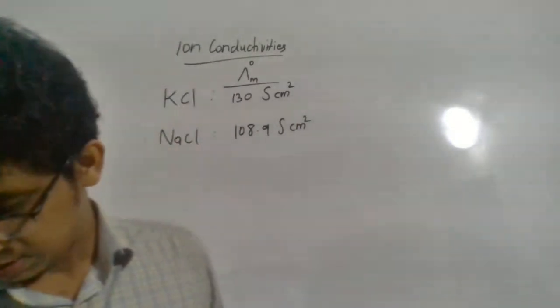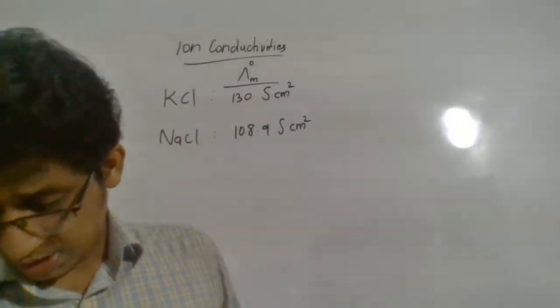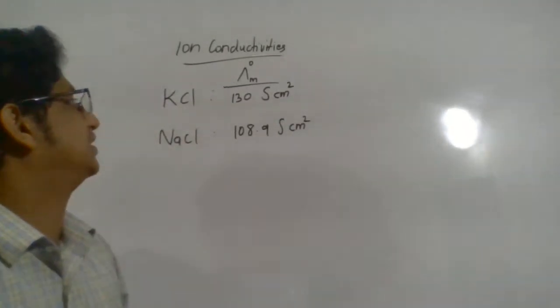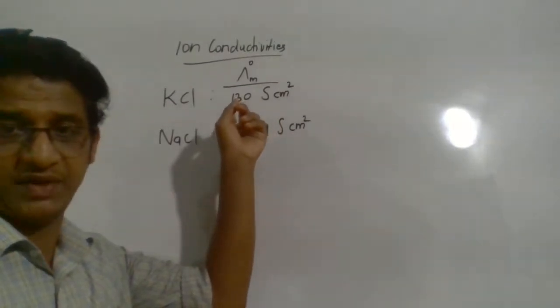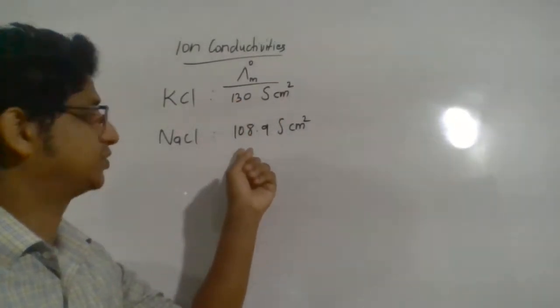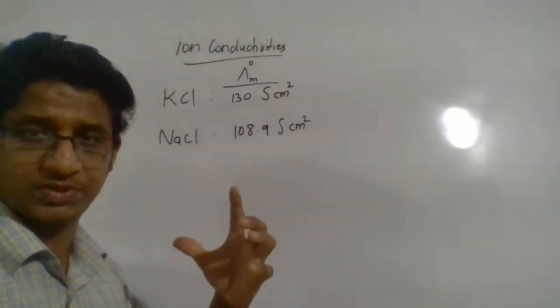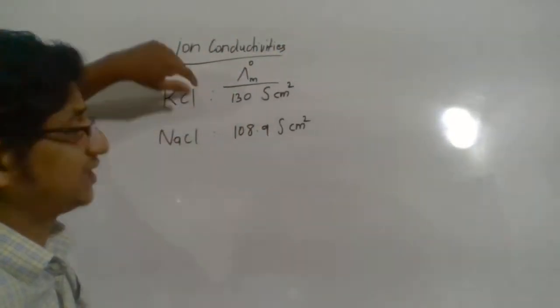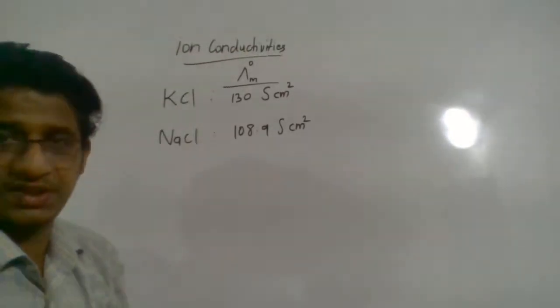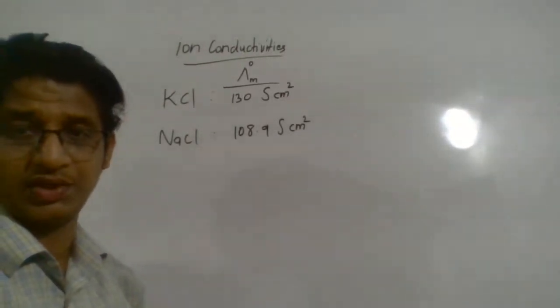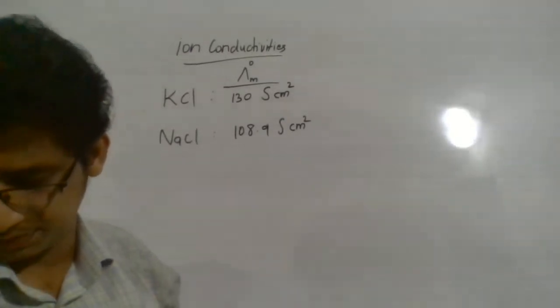That's the real unit. So let me talk about potassium chloride and sodium chloride. We can see the molar conductivity value at infinite dilution is 130, while sodium chloride is 108.9. So what's the change you observe here? Anion is same, but cation varies. KCl has a higher molar conductivity value compared to sodium chloride. Please keep that in mind.